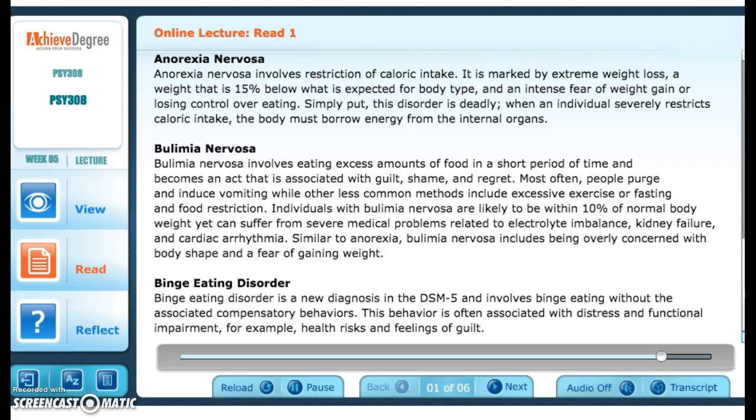Binge eating disorder. Binge eating disorder is a new diagnosis in the DSM-5 and involves binge eating without the associated compensatory behaviors. This behavior is often associated with distress and functional impairment, for example, health risks and feelings of guilt.